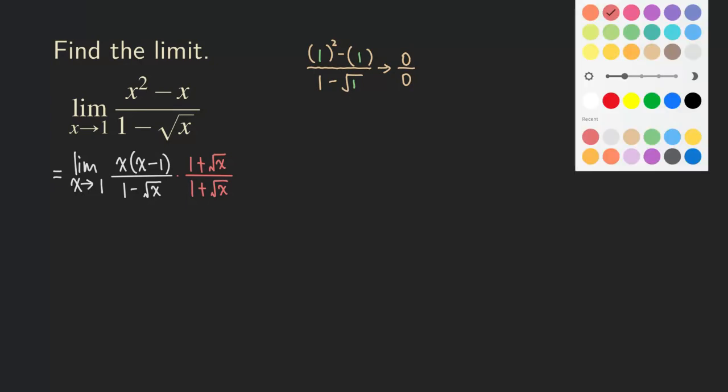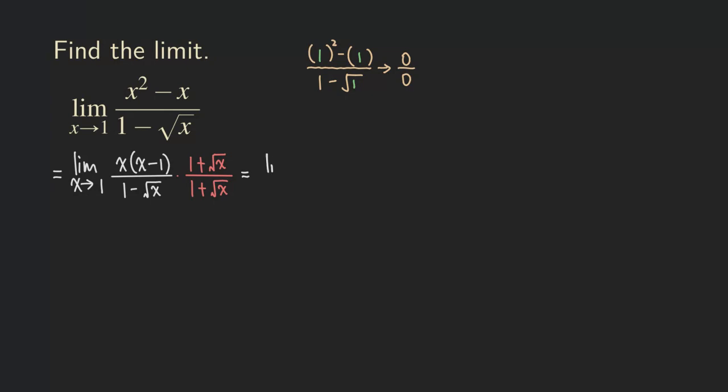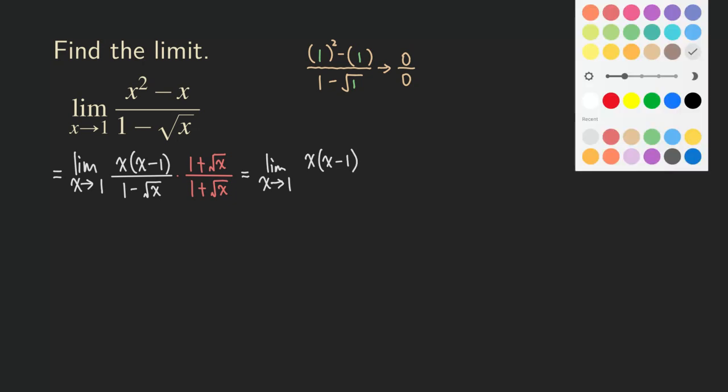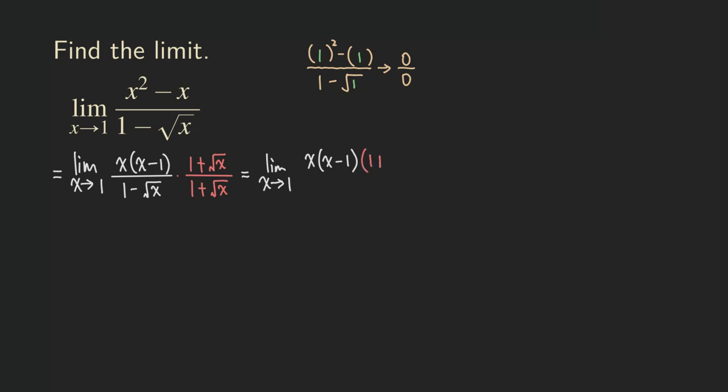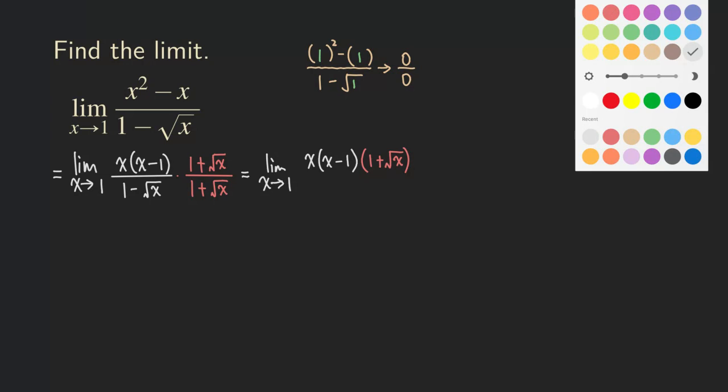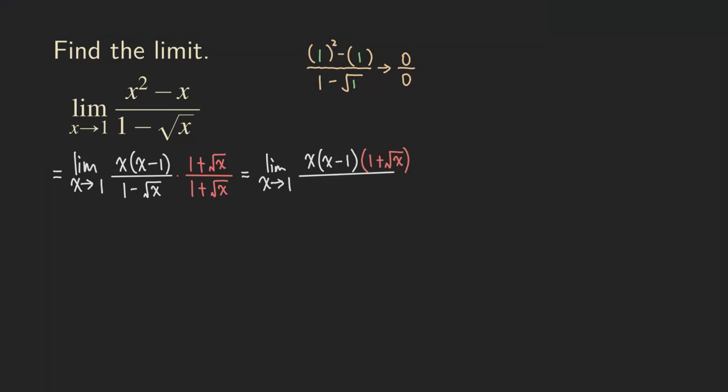Okay, so let's clean up the whole expression, put everything together into a single fraction and see what we have. In the numerator, we get x times x minus 1, and then times that factor, which is 1 plus the square root of x. And now for the denominator, you can see that we are multiplying 1 minus radical x by its conjugate. Let's just recall something right here.